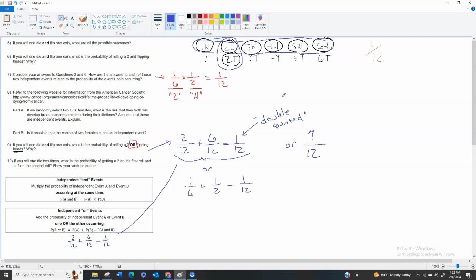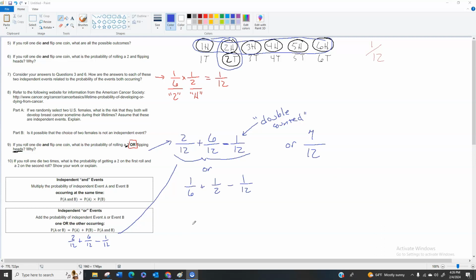So my biggest recommendation on this is draw a picture if you can, because when you draw the picture, you can see how many things are going to fit the category. So in this case, 2 or heads, well, that would be, again, these 6 that have heads and these 2 that have 2s, and that gives us 7 out of the total 12. If you have that picture, it's a lot easier to see.